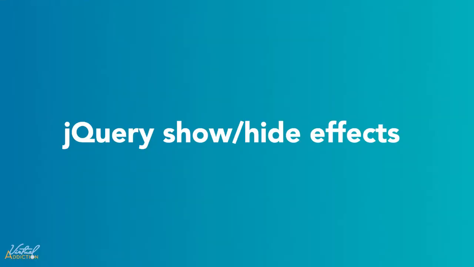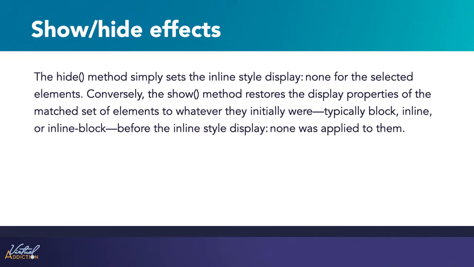One of the things that we do quite often with jQuery is we show and hide elements. We do this using the show and hide methods. The hide method will set an inline style on an element to have a display of none. The show method will change the display property on the element to be whatever they initially were. This would typically be something like block or inline block.